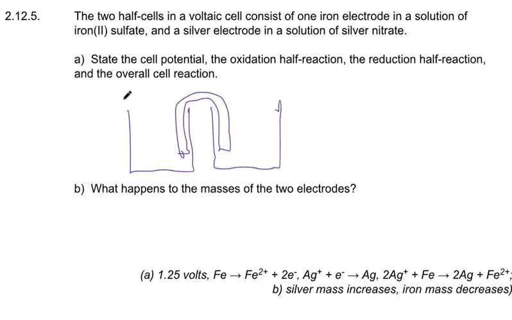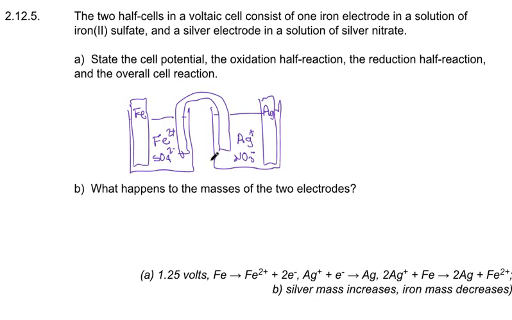And they say one of the half cells contains an iron electrode. So we have a chunk of solid iron in a solution of iron 2 sulfate. So in the liquid here we have iron 2 ions, and they probably won't matter, but we have sulfate ions as well. And on the other side we have a silver electrode in a solution of silver nitrate. Silver nitrate consists of silver ions and nitrate ions.